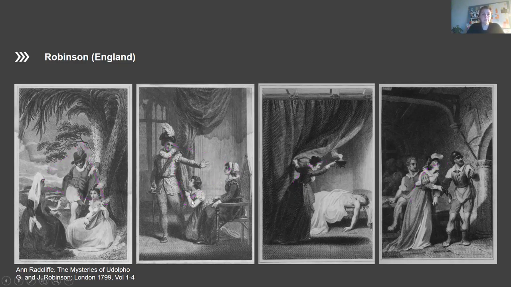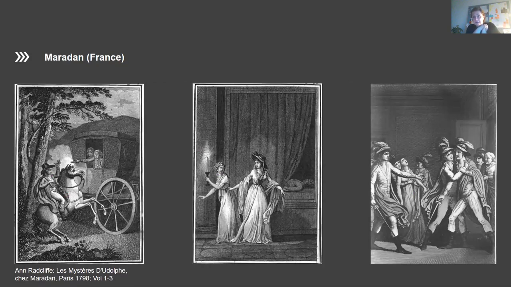Okay, and this is the interactive part. I would like you to just discuss and tell me how you would describe these images, or to be exact, the role of the female, of Emily, in this French edition, this French set of illustrations, just one or two years older than the English one. And now we don't have a four volume set, but six volumes. And these are the first three images from the set, edited by Mardon in France. And this is the second.